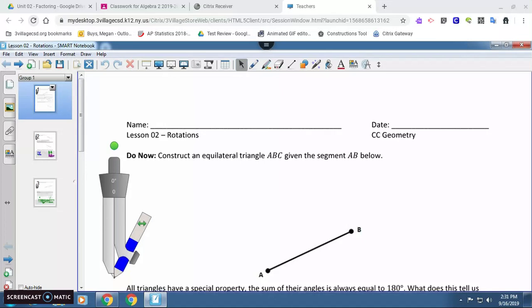The first video lesson of the year. So you'll see our do now is to construct an equilateral triangle, ABC, given the segments of A and B. We've done this already in class, so pause the video and go ahead and try to do this construction.